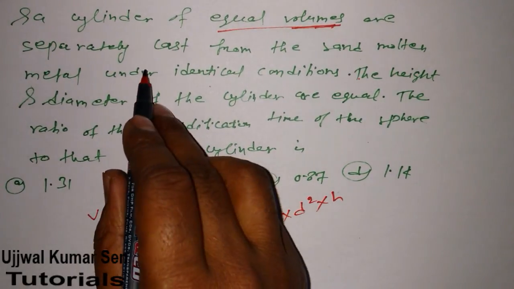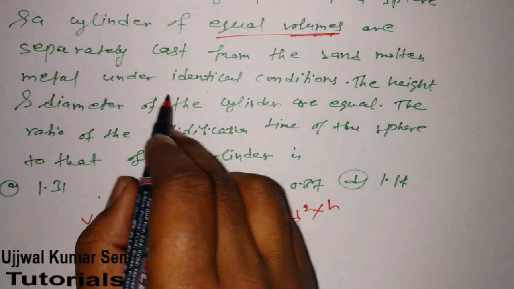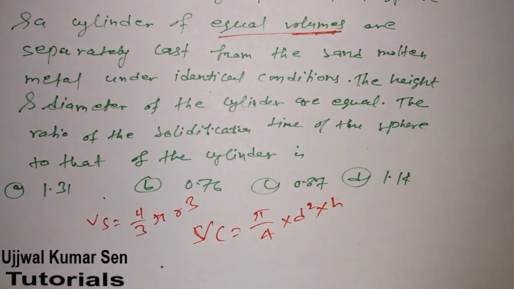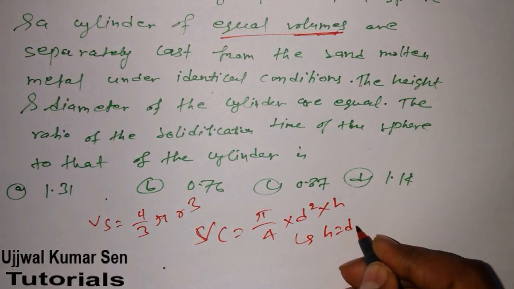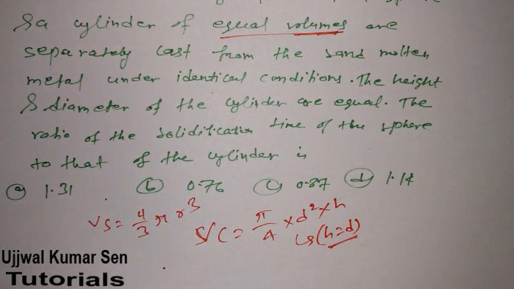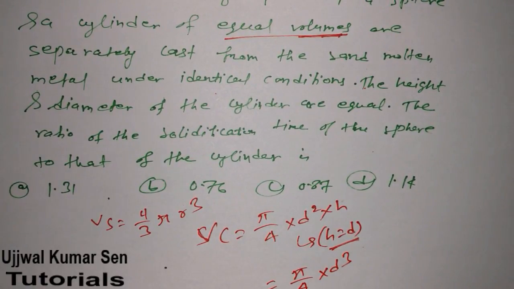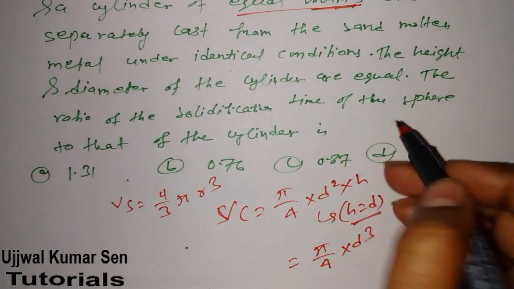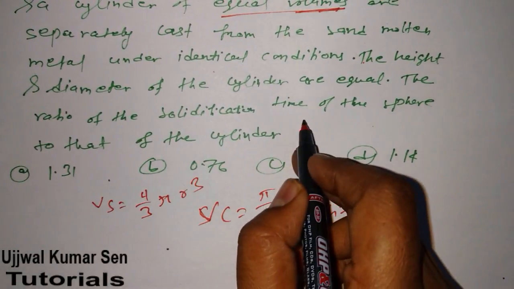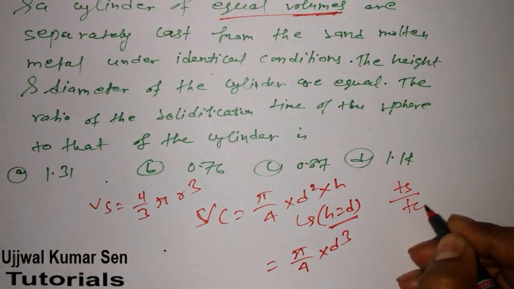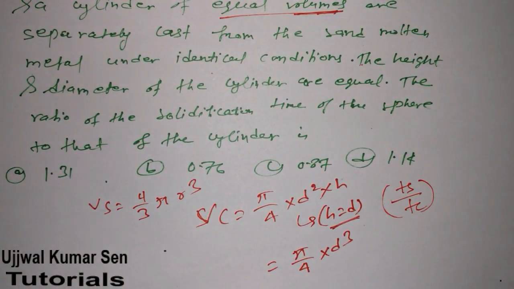Next, they are separately cast from the sand molten metal under identical conditions. The height and diameter of the cylinder are equal. So here the condition h is equal to d is in the case of cylinder only. Therefore this equation becomes pi by 4 d cube. Now what we have to find out is the ratio of the solidification time of the sphere to that of the cylinder. That means we have to find out Ts by Tc.